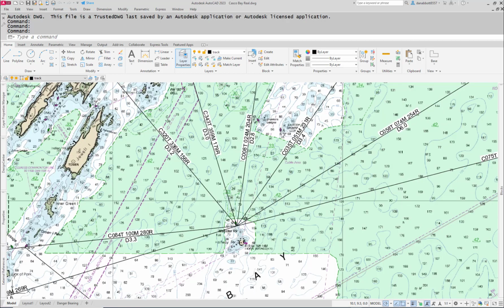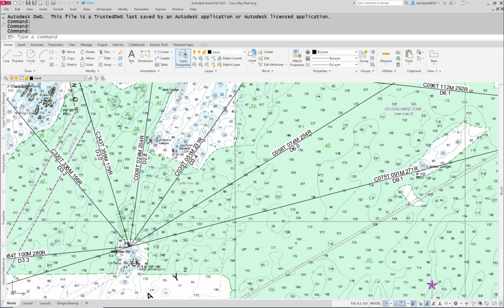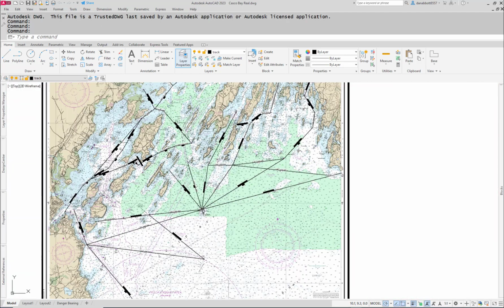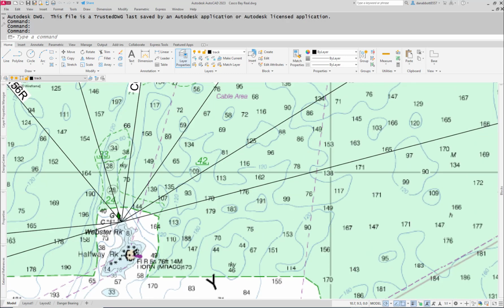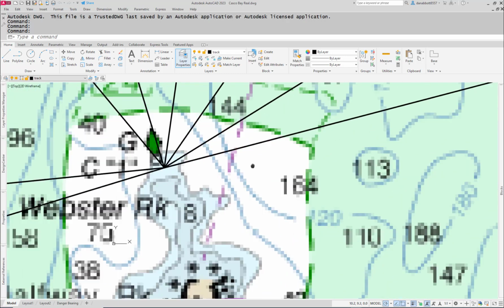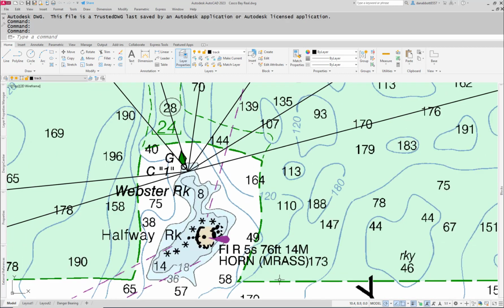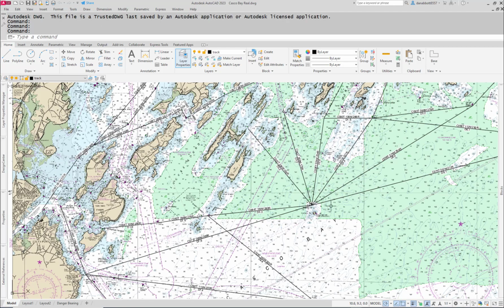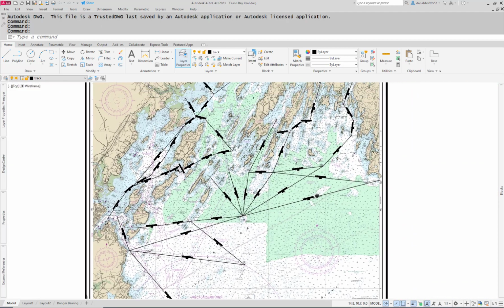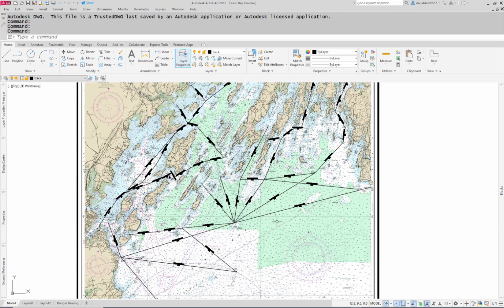So if you go down and take a look, every one of these lines, and this, by the way, is Halfway Rock. Halfway Rock is 8 miles out. It's a great nav aid because it's a red flashing every 5 seconds lighthouse. It's 76 feet high. So it's very visible virtually from anywhere in Casco Bay. So it's a really handy landmark. So I just use that as a way of laying out a lot of track lines.